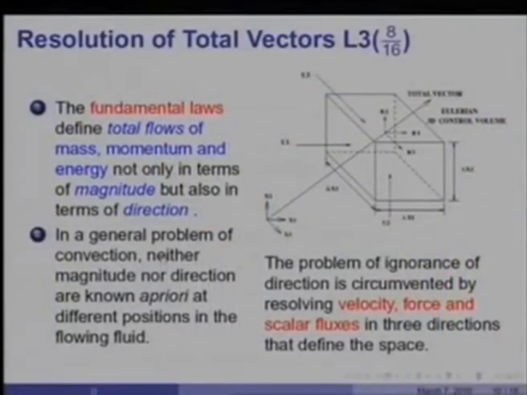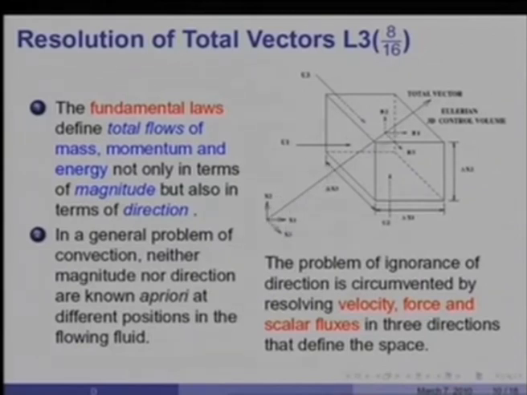But I simply do not know a priori the direction that the total vector will make with the fixed coordinate system x, y, z, nor do I know its magnitude. So, what is done then, in the general problem of convection, since we do not know magnitude and direction a priori, we settle the matter in this way. We say the problem of ignorance of direction is circumvented by resolving the total vector in three directions, x1, x2 and x3, as I have shown here.